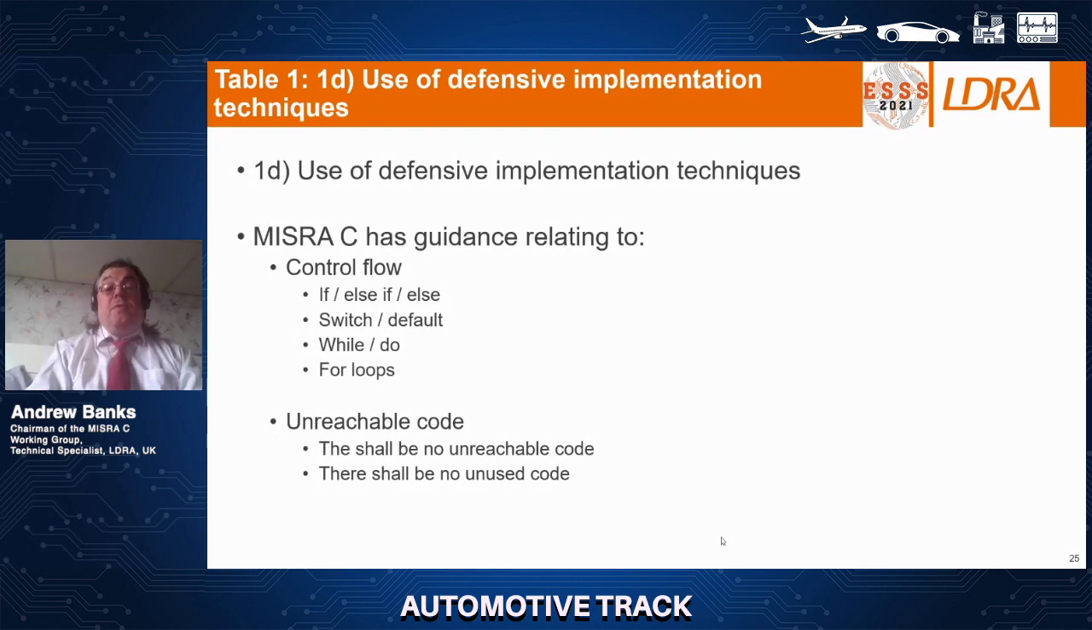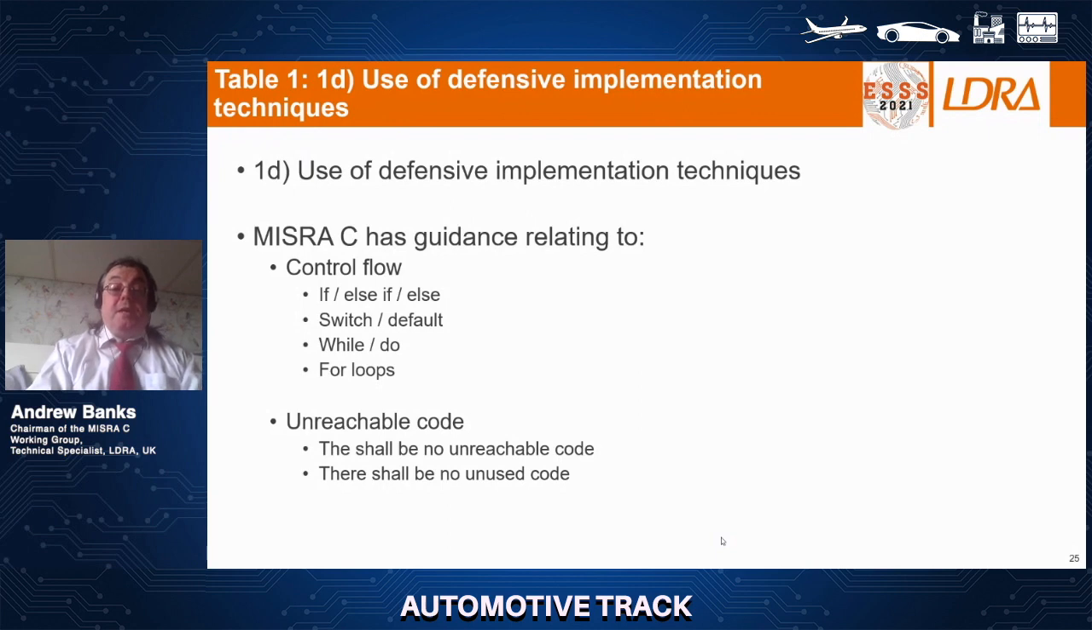1D, use of defensive implementation techniques. And this is introducing guidance, more of a good practice rather than a subset, but this is to try and make sure that you understand what your code is doing. For example, if you have an if-else-if structure, we tell you to make sure you have the else. Switch statements, we tell you to have the default clause. While do loops, we try and give you a structure and guidance of how to create them. And for loops, we try and stop you doing silly things in for statements. We also have rules about unreachable code and unused code.